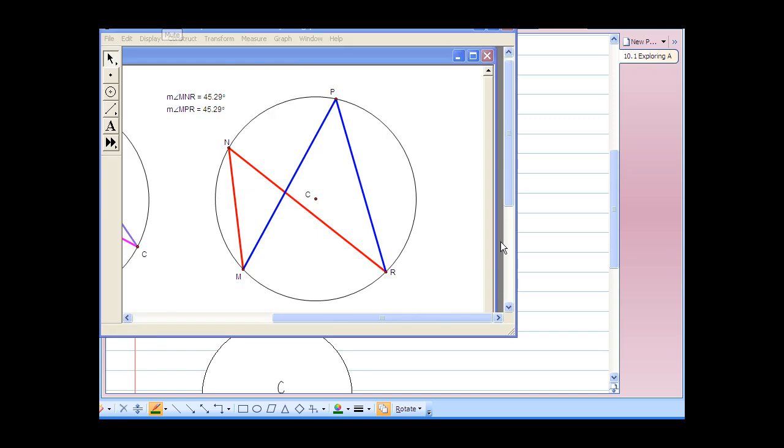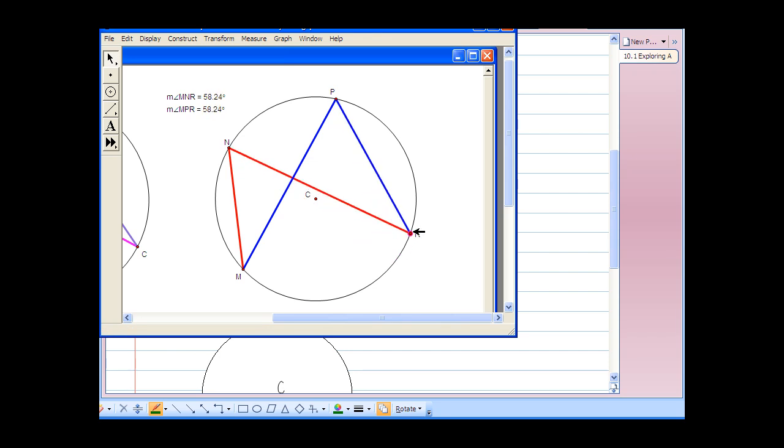Take a look at this example here. So we have arc MR and two inscribed angles, angle MNR and angle MPR, subtended from that same arc. Now take a look at these measurements here. So if I shift around point R, even while those angles are changing, they are always equal.